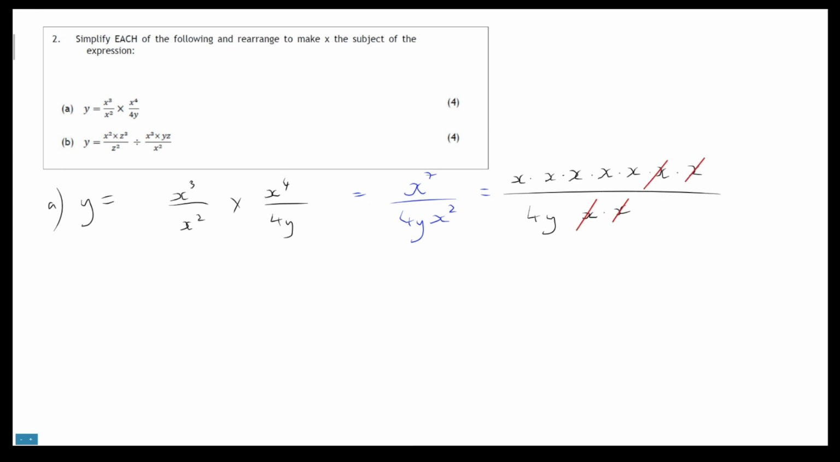Of course, writing all that out is quite long. We don't actually have to go to that detail. We can just say 7 minus 2 is 5, so x to the 5. You can see it's 5 because 1, 2, 3, 4, 5 of them. On the bottom, we've got 4y. That's it. That's the first one done.